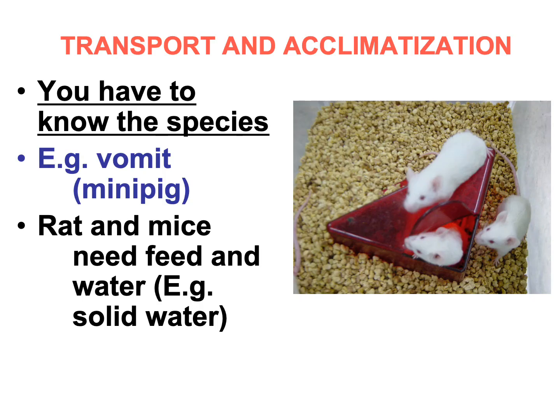Transport and acclimatization. You have to know the species. For example, the mini pig frequently vomits during transport, so never feed before transport. In contrast, rat and mice need feed and watering during the transport. For that, the new development is the solid water, the gel-like water for transport, with or without minerals and sugar.